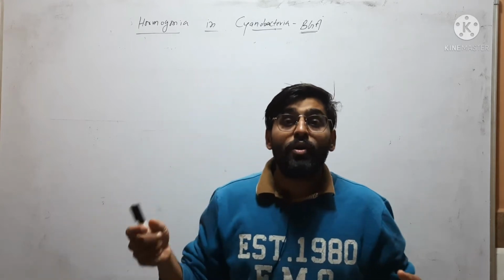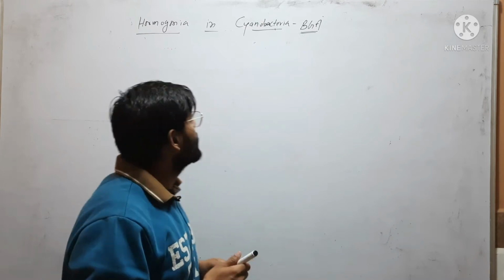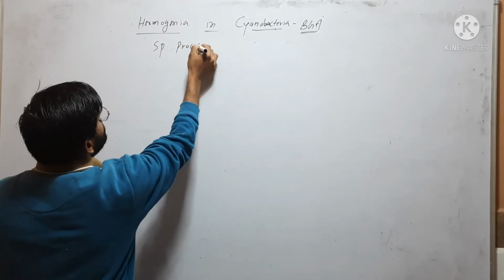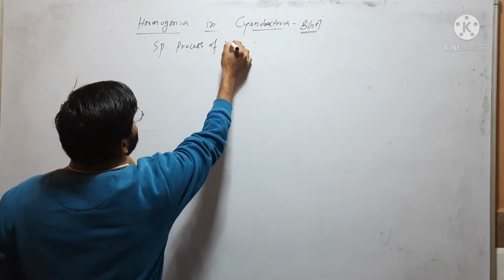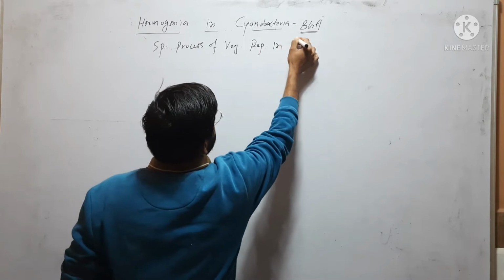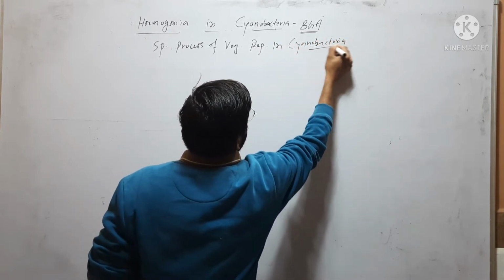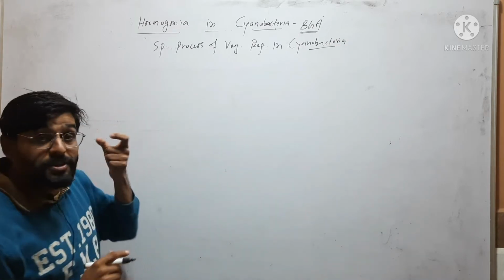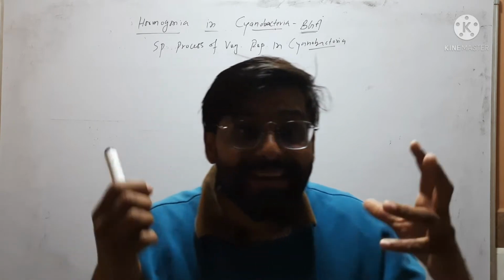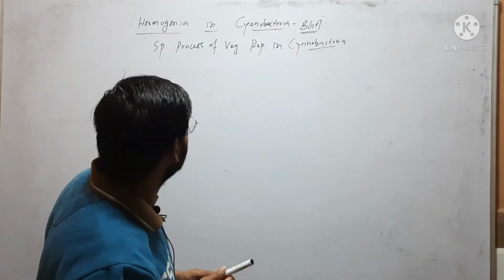So, what is Hormogonia? In Cyanobacteria, Hormogonia is a special process of vegetative reproduction in Cyanobacteria. It is a characteristic feature of Cyanobacteria because Hormogonia formation only occurs in Cyanobacteria. So how are Hormogonia formed?